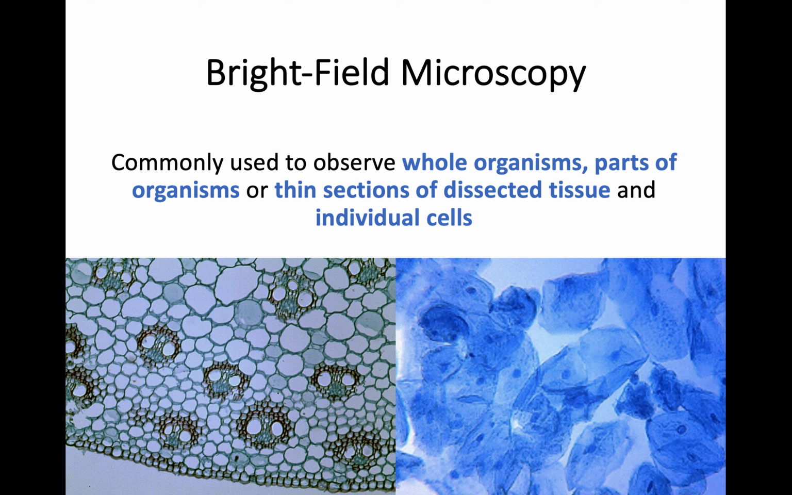Now, sometimes if you have a whole part of an organism or dissected tissue, it needs to be a thin section, because it needs to be thin enough for light to pass through from the background so that you can actually see through them. But this is what we use bright field microscopy for, and hopefully you have some experience of using this in your classroom.